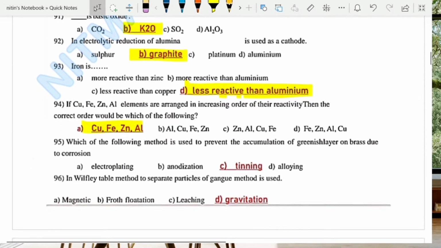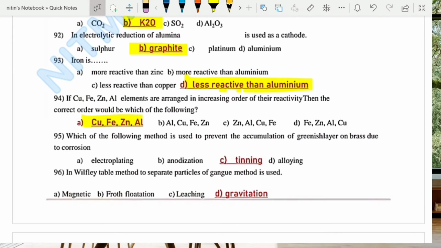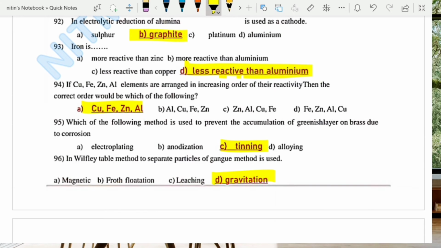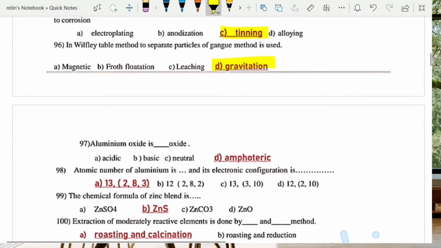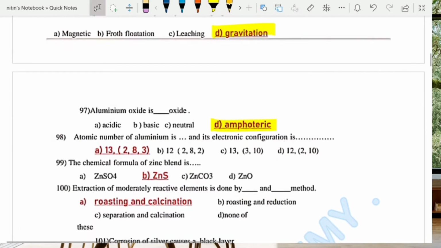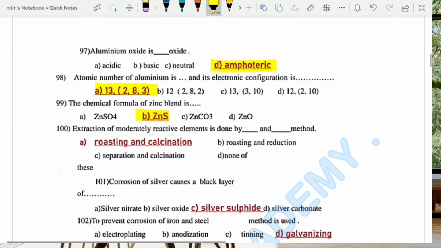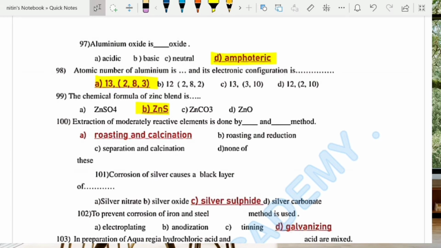Next, which of the following methods is used to prevent tarnishing? Wilfley table is gravitation. Aluminum oxide is an amphoteric oxide. Atomic number of aluminum is 13, 2, 8, 3 is the configuration. The chemical formula of zinc blende is ZnS. Extraction of moderately reactive elements is done by roasting and calcination.